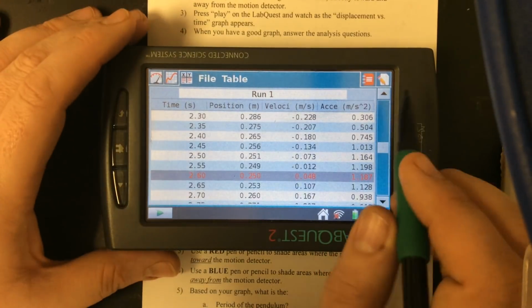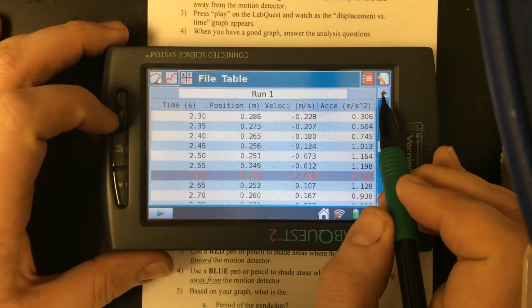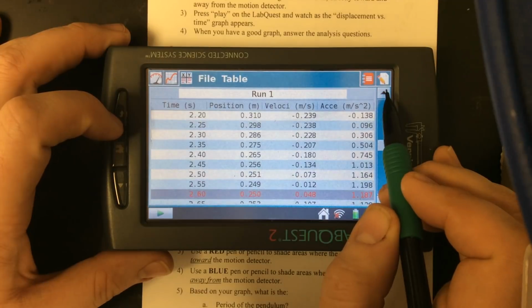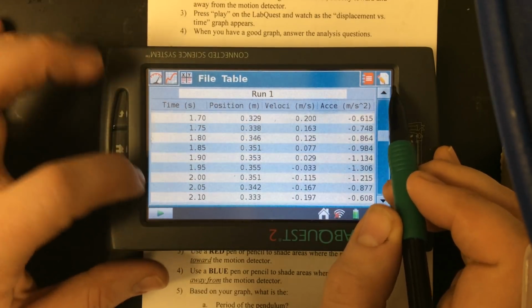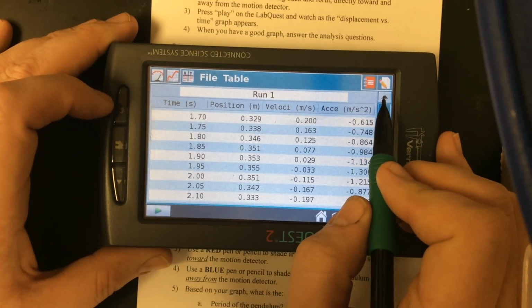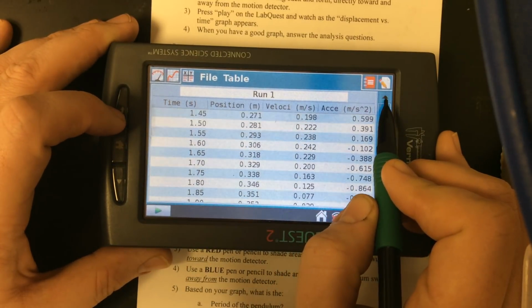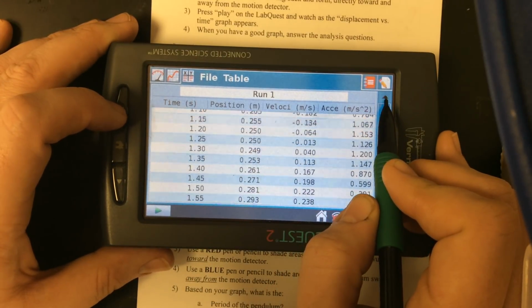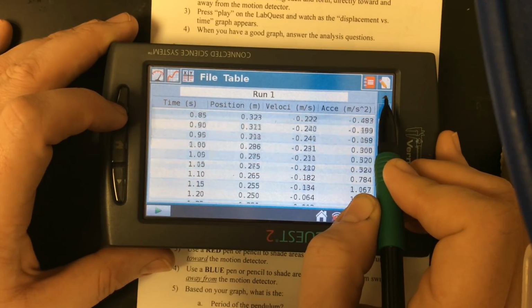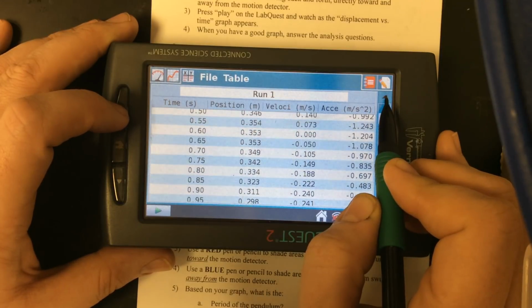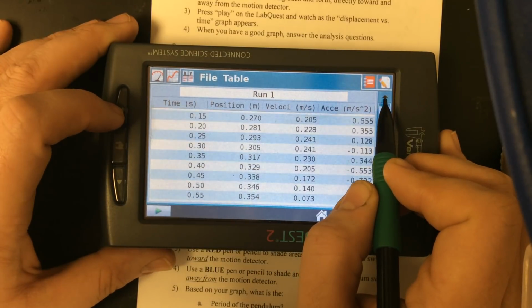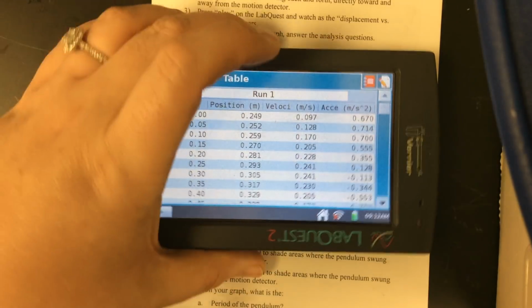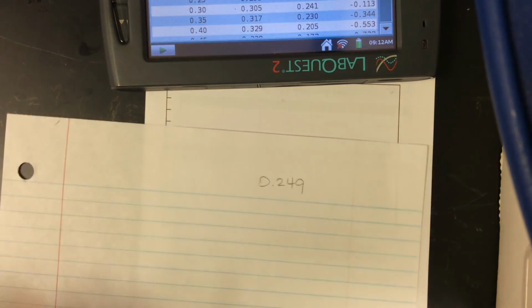And I'm going to scroll back up and see if I can find the highest point. So 0.355, okay, right here, 0.355. Still that's the highest one, 0.355. Pretty close, so my highest is 0.355.